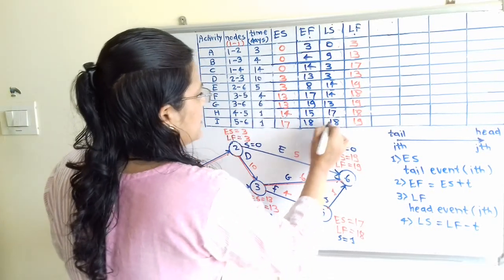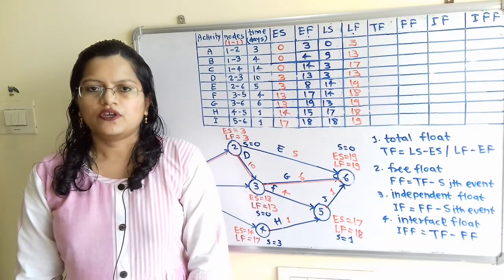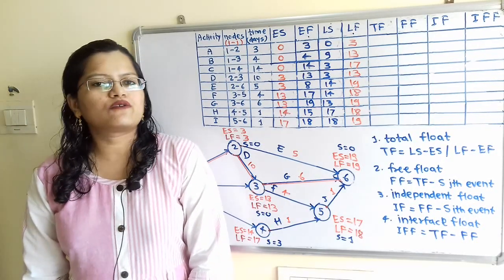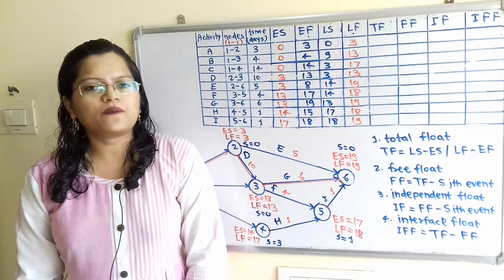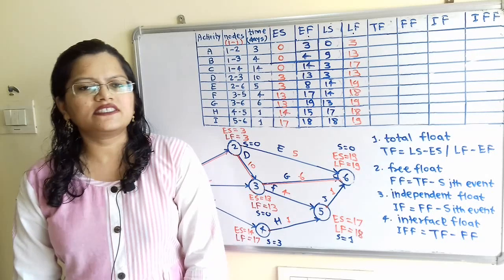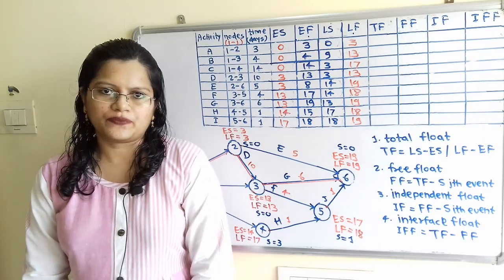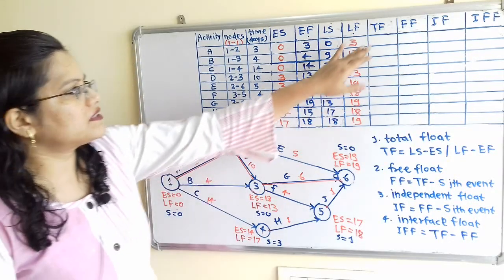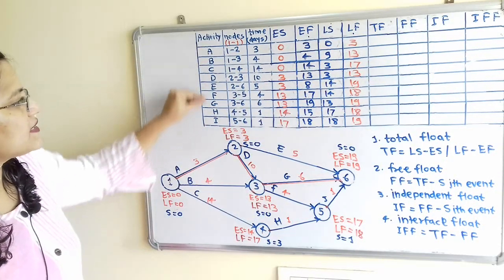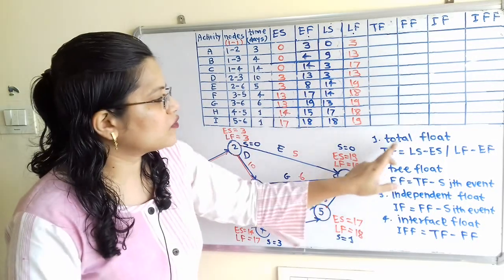19 minus 1 is 18. Now we will calculate the total float. What is the reason to calculate total float? From this we come to know how much we can delay each activity without delaying the actual project. So for that we will first find out the total float for these activities. So how to calculate the total float?